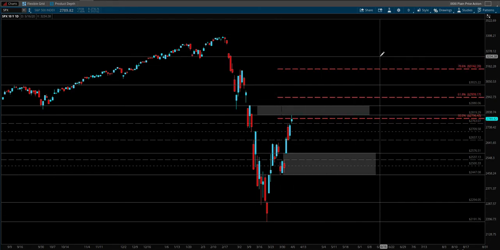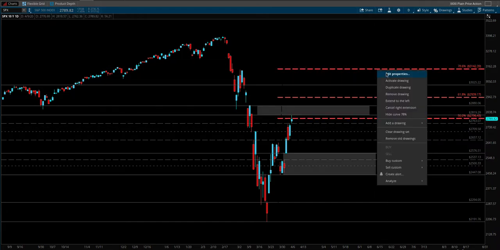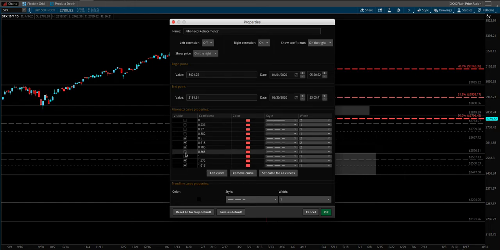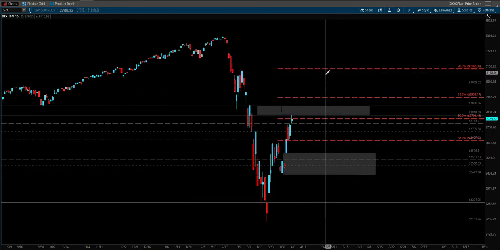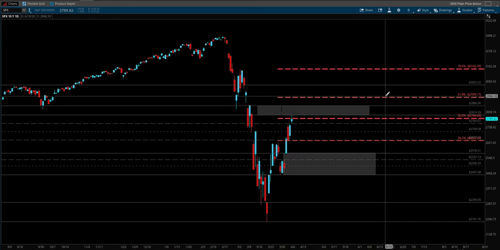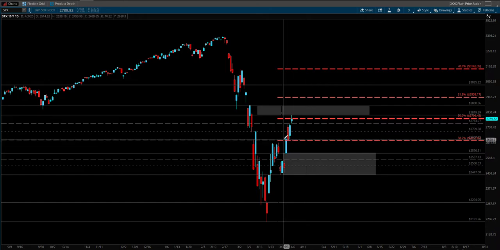And you can do whatever fibs you want. You could certainly use the 38.2. I usually just use the 50 to 78. So these three, 50, 61, and 78, but you could put 38 if you want. And you would see that 38 actually lined up with one of the daily resistance zones or levels, but it broke through it.